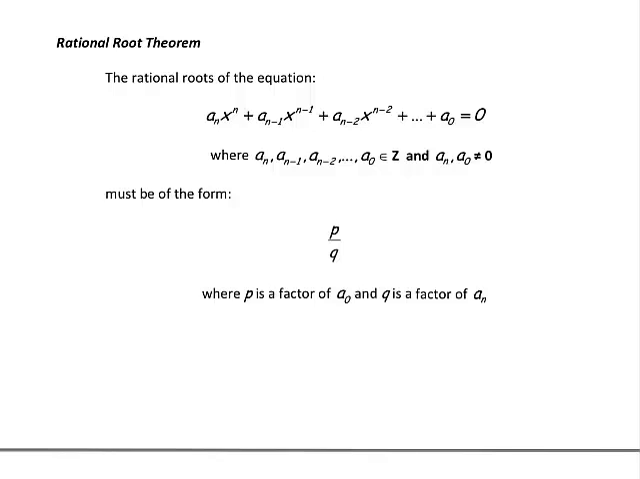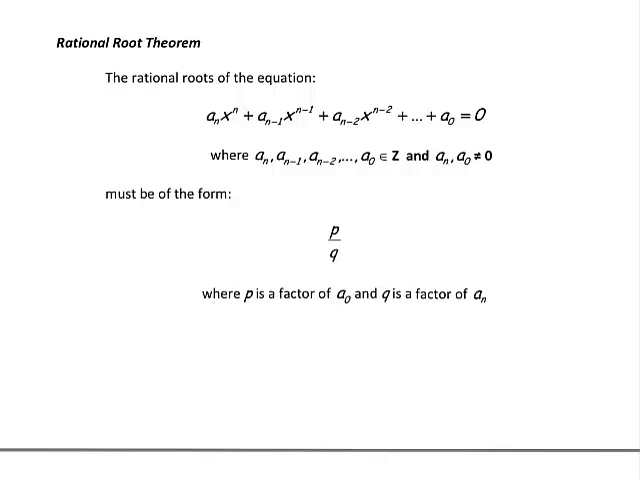the rational root theorem. So given this polynomial equation, the rational roots of it must be of the form p over q, where p is a factor of the constant term and q is a factor of the leading coefficient. So here's a nice example.